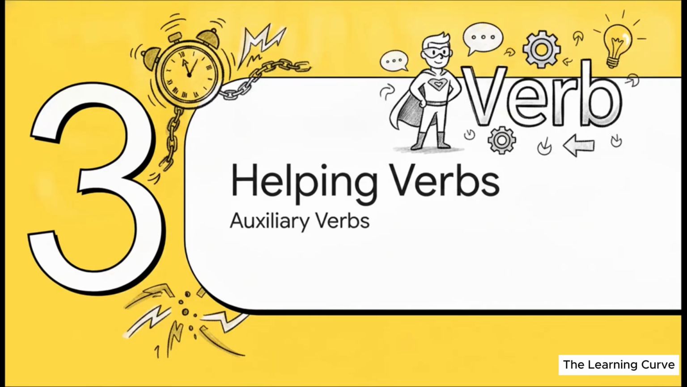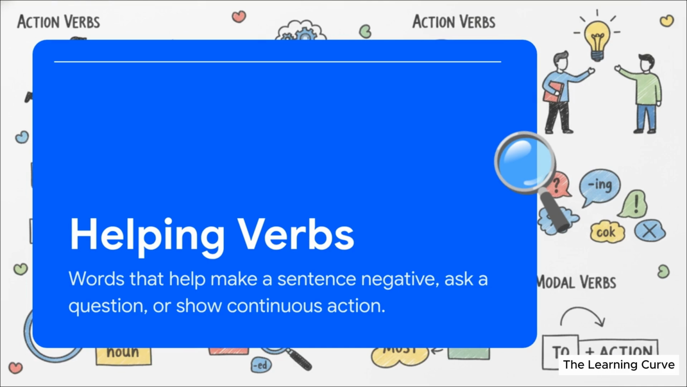All right, let's jump into Section 3, meet the helpful auxiliary verbs. Sometimes a main verb simply cannot pull off complex maneuvers all by itself. It needs a partner. Helping verbs, which are also known as auxiliary verbs, are words that help the main verb make a sentence negative, ask a question, or show continuous action. The most common helping verbs you're going to encounter out in the wild are forms of the verbs be, do, and have. Basically, think of the main verb as the superhero of the sentence and the helping verb as the trusty sidekick providing the special equipment needed to get a very specific job done.